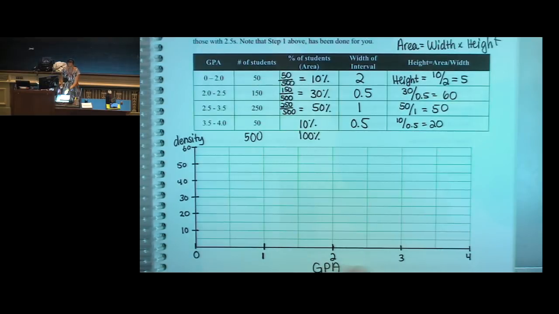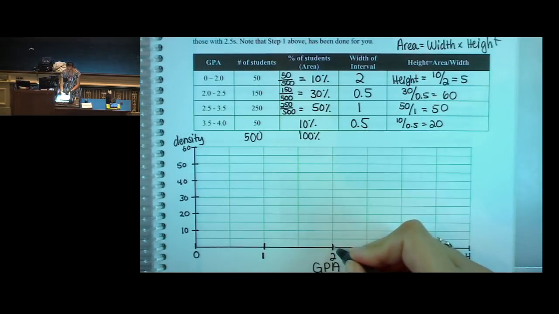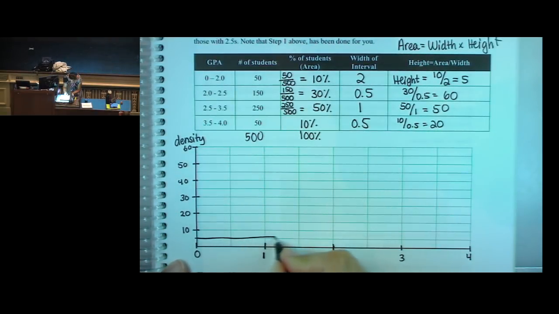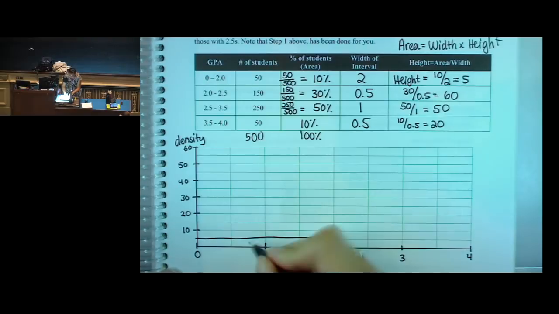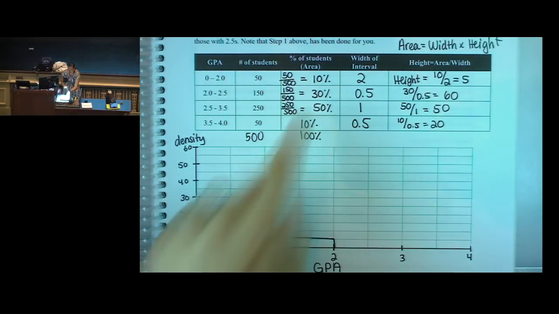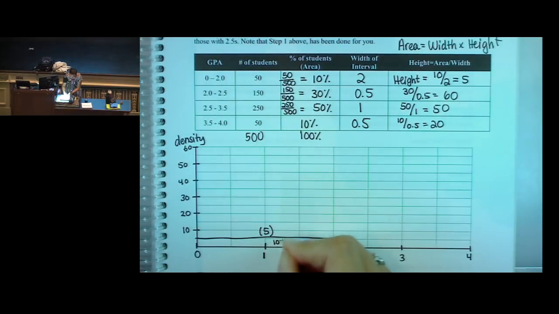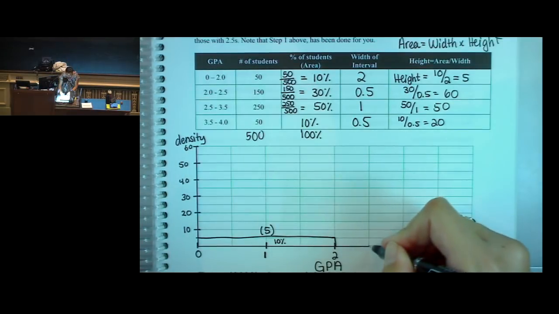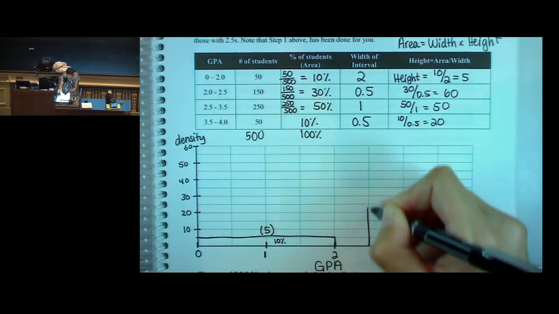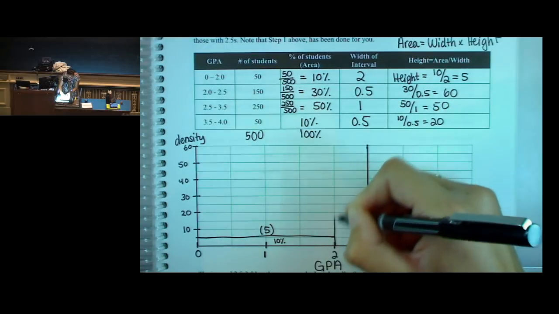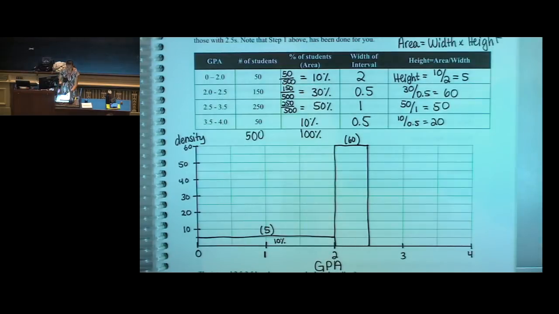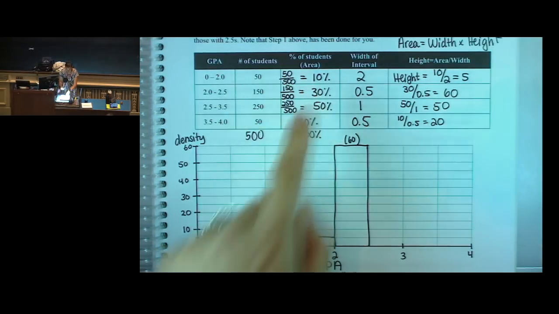We know 0 to 2.0, that interval has a height of 5. So I'm going to go, here's 5 right here. There's my first block. It has a height of 5 and an area of 10%. Next one, we have, let's see, 2.0 to 2.5. The height is 60. So I'm going to actually go all the way up to the top. Height is 60, and the area is 30%.